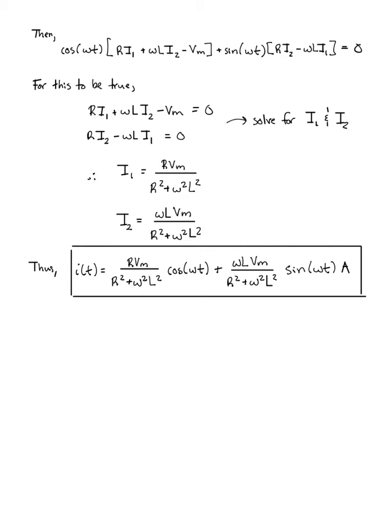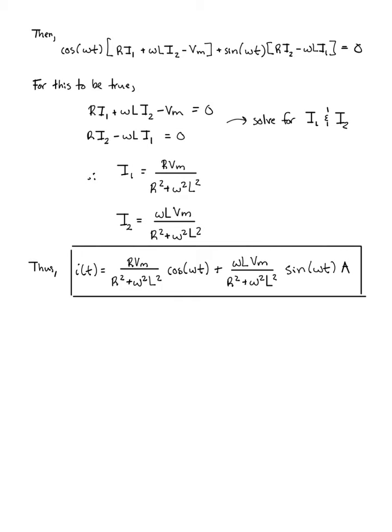So I see that I get cosine times some algebraic relationship plus sine times some algebraic relationship. And noting that the only possible way that this equation is true, in other words, the cosine and the sine summed together are going to equal 0, is if the arguments in front of the cosine and the sine are also equal to 0. So I have an equation now, R I1 plus omega L I2 minus Vm equals 0, and R I2 minus omega L I1 equal to 0. I have two equations, two unknowns, I1 and I2. Solve this, and I get these solutions.